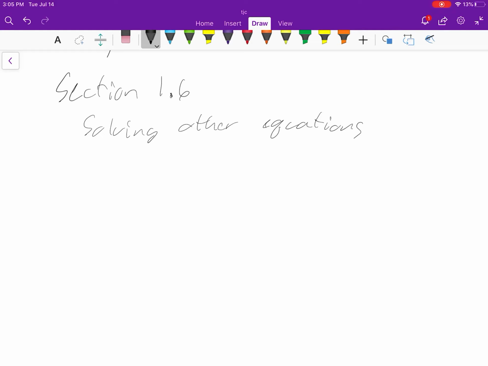And we're going to be looking at 6, I think, different types of equations. Yeah, 6 different types of equations. Some of them I'm going to do just one example on. Others I'm going to do more than one example.